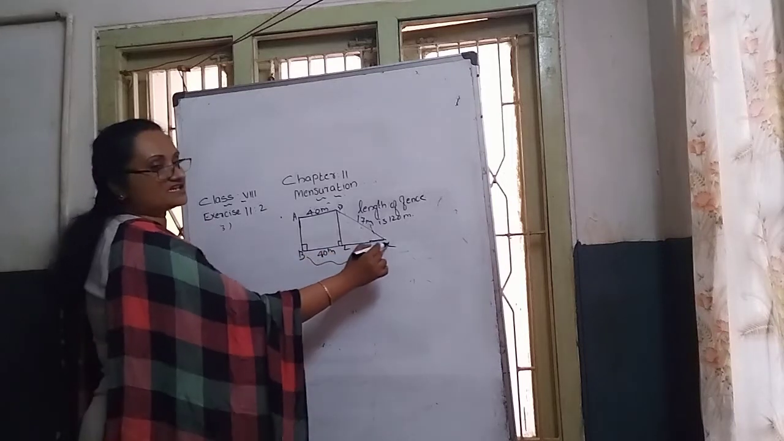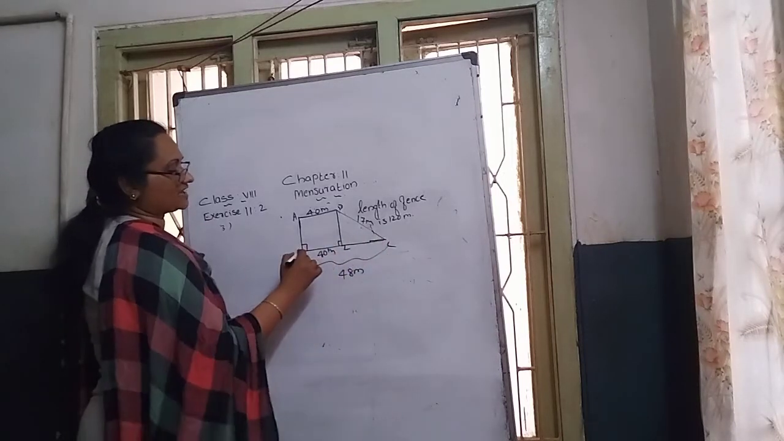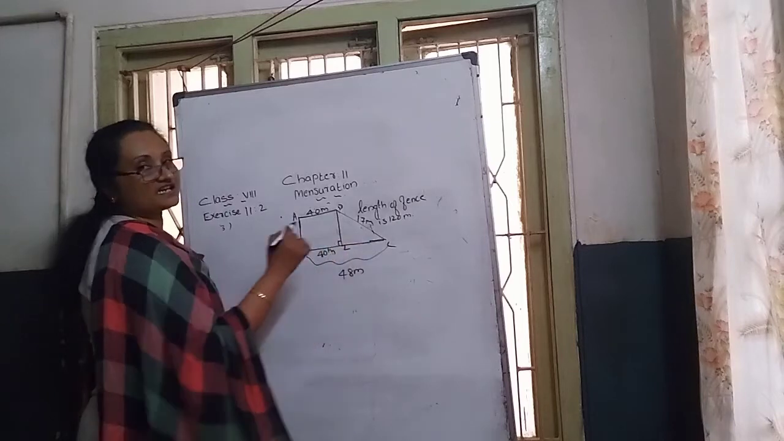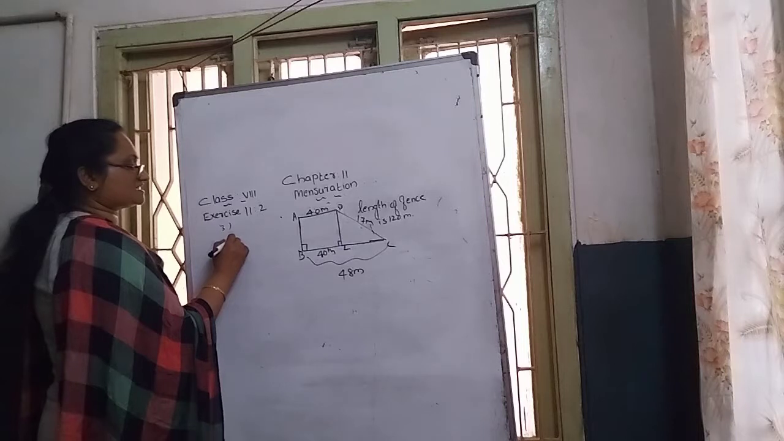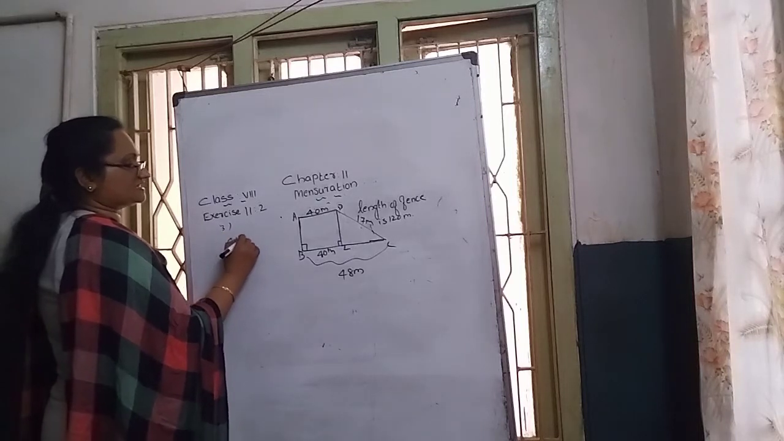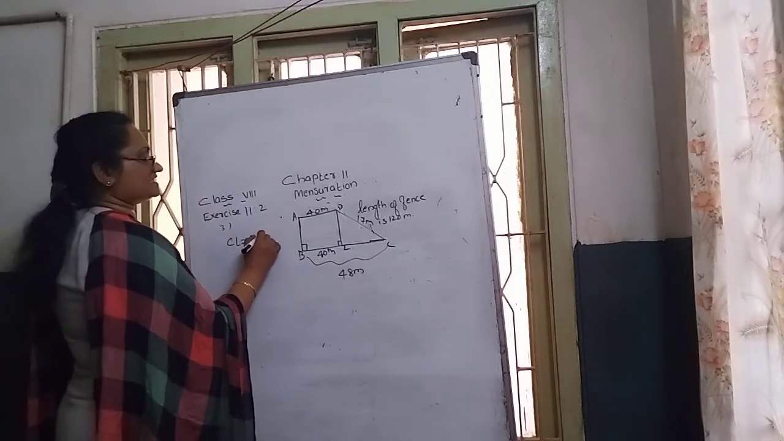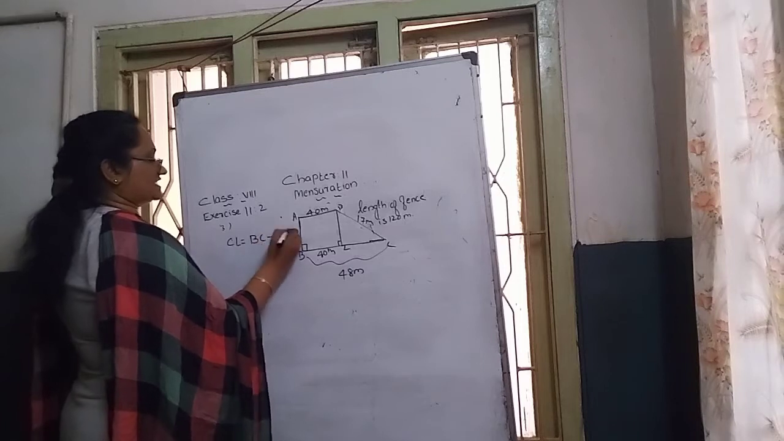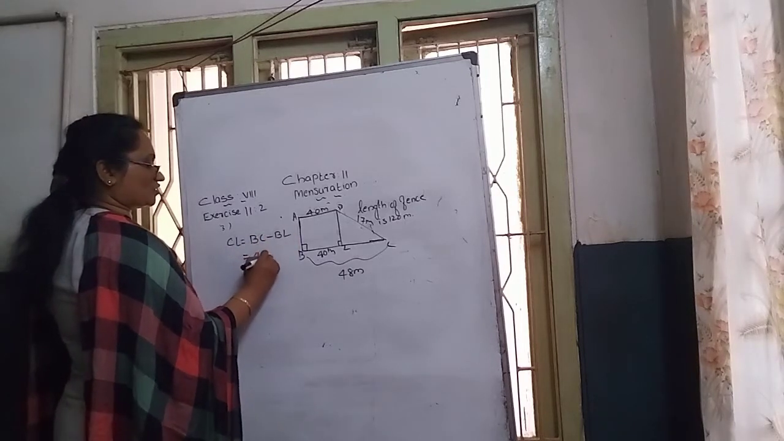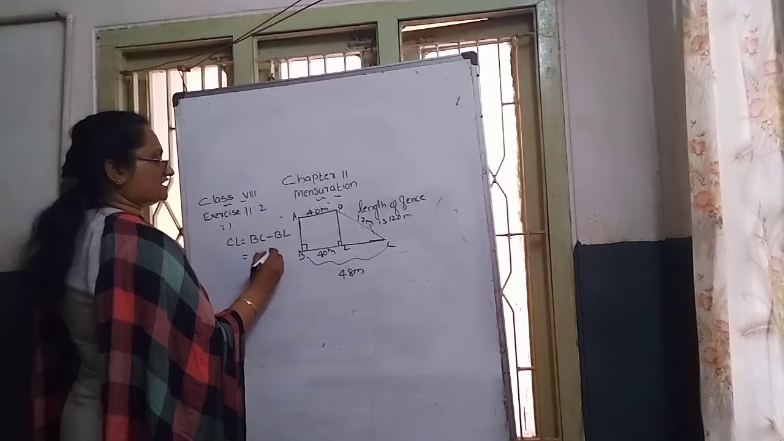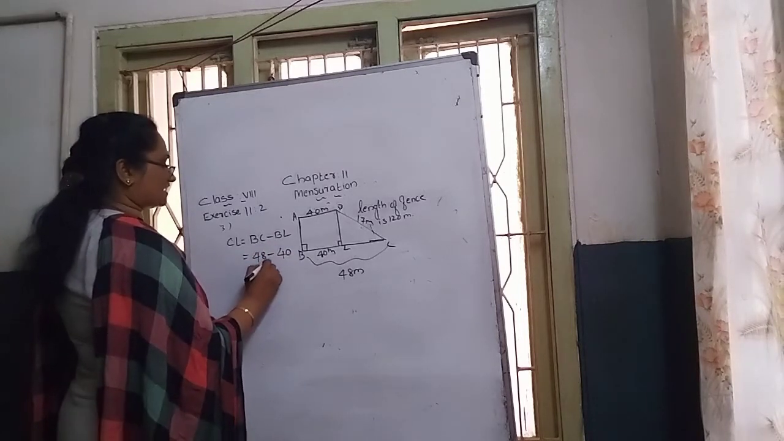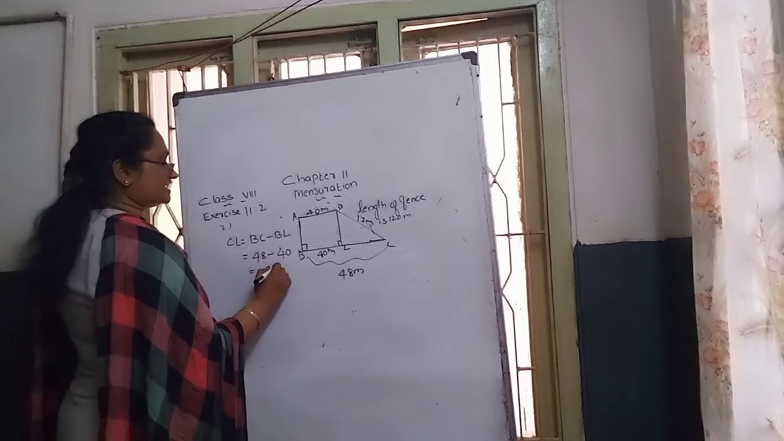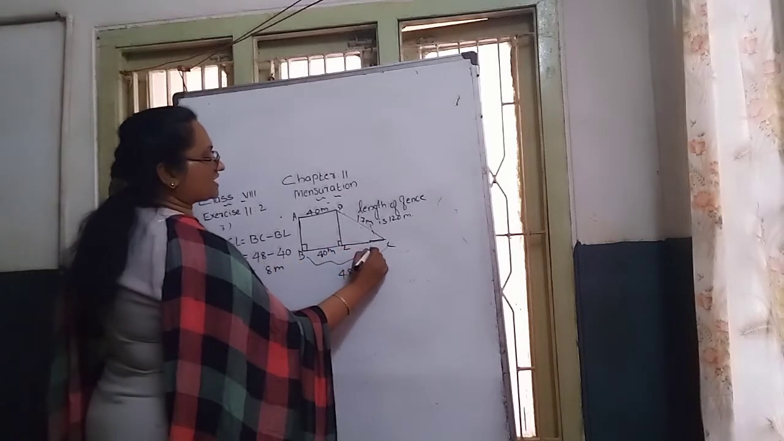Then what about LC? BC subtracted with BL, we get LC. So we write CL is equal to the BC side subtracted with the BL side. BC side is 48 subtracted with the BL side, which is 40. So CL side becomes how much? 8 meter. This part becomes 8 meter.